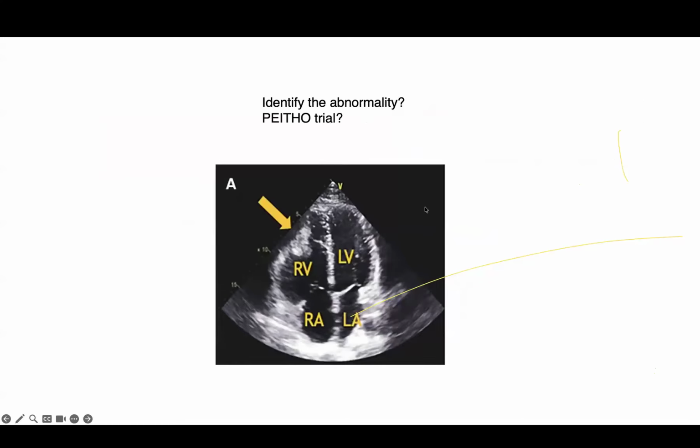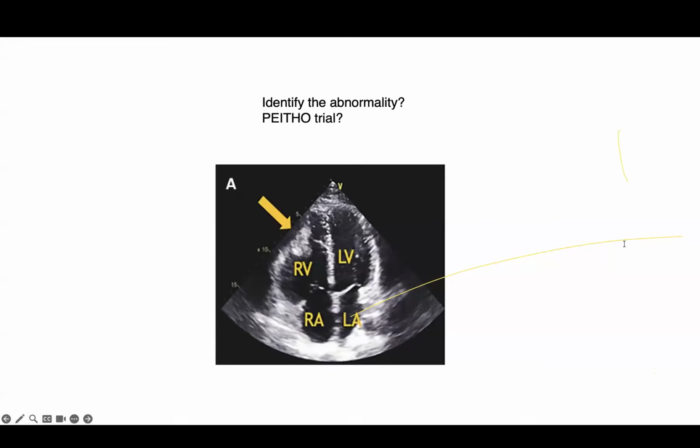Identify the abnormality and please mention what pethotrail means. Okay, fine. There is an RV clot. So pethotrail was one of them, who have told it correctly.